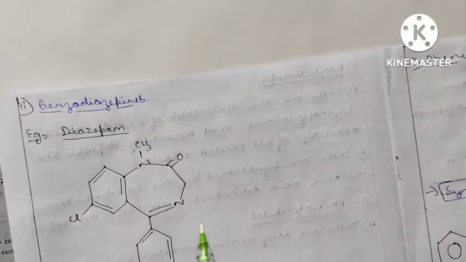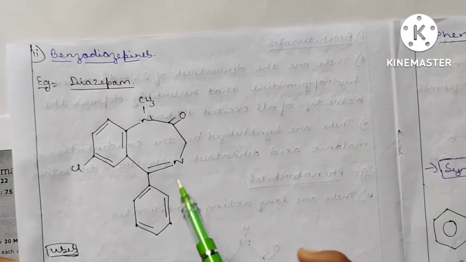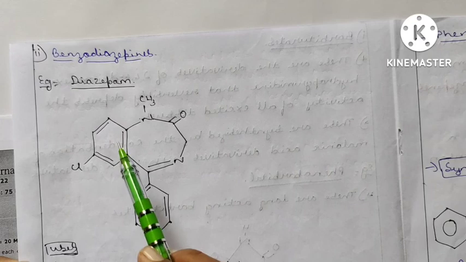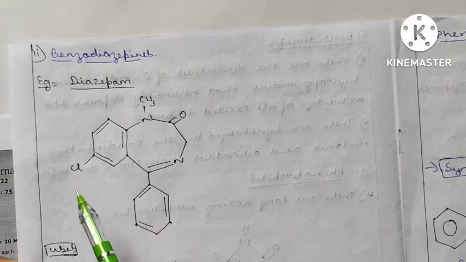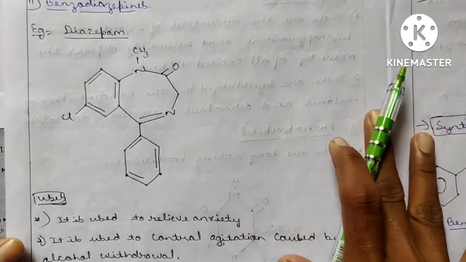Next, benzodiazepines: diazepam. It is a sleep inducing drug. This is the structure of diazepam. There are two benzene rings, one benzene attached with chlorine, and this one is the side attached ring.